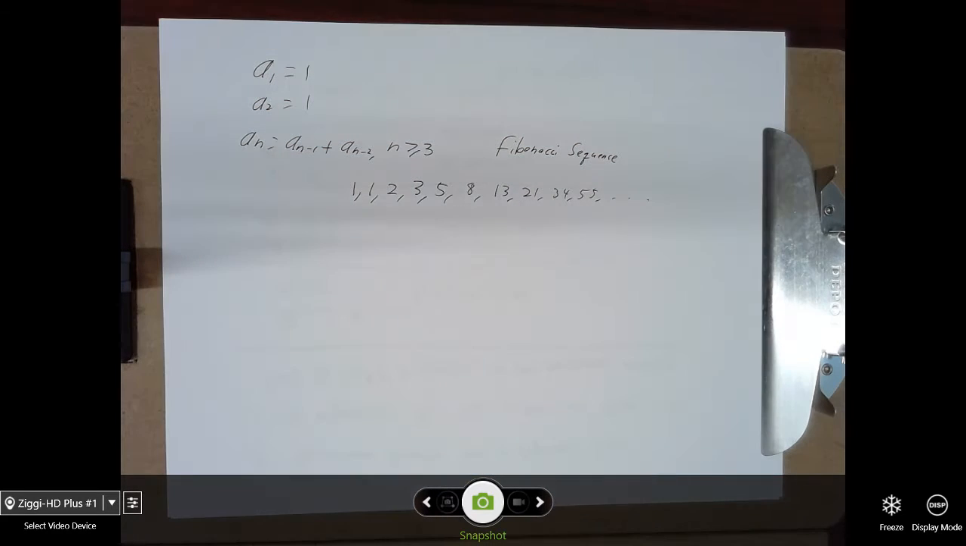We'll come back to the Fibonacci sequence later in the course, and we'll see where it came from, which was related to the population of rabbits. And we'll talk some more about it. But the Fibonacci sequence has some really cool properties.